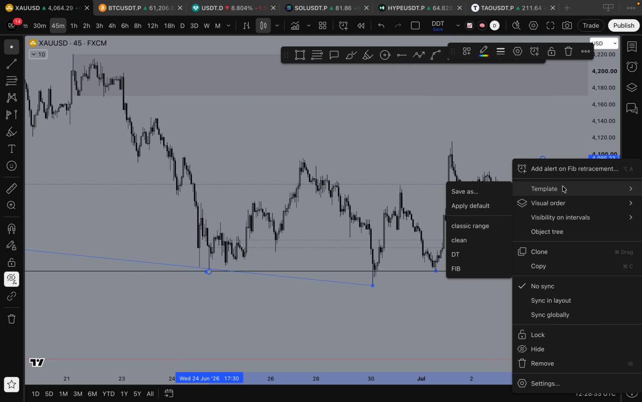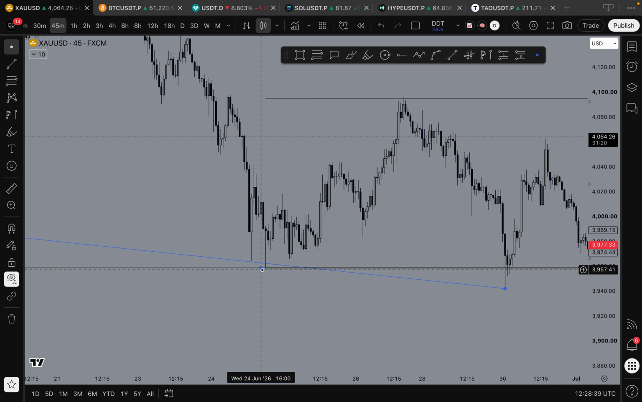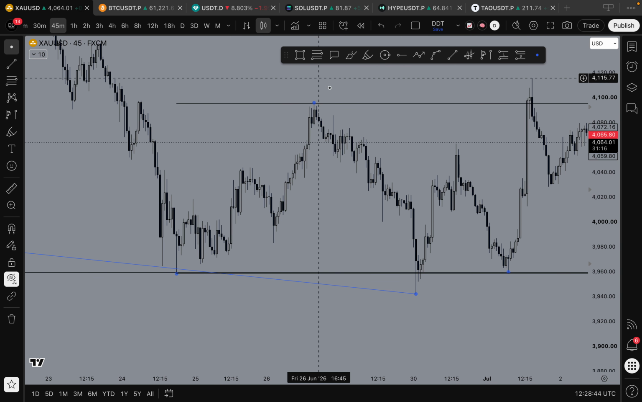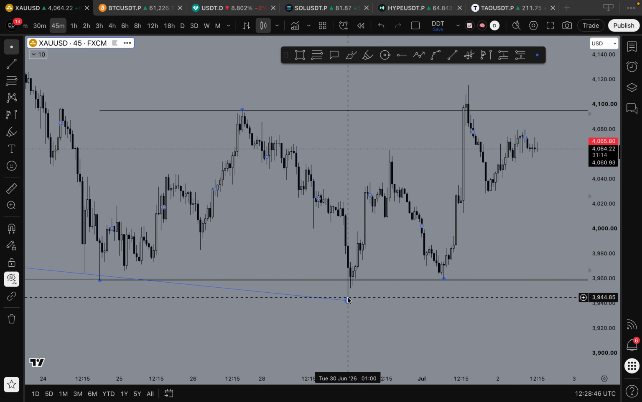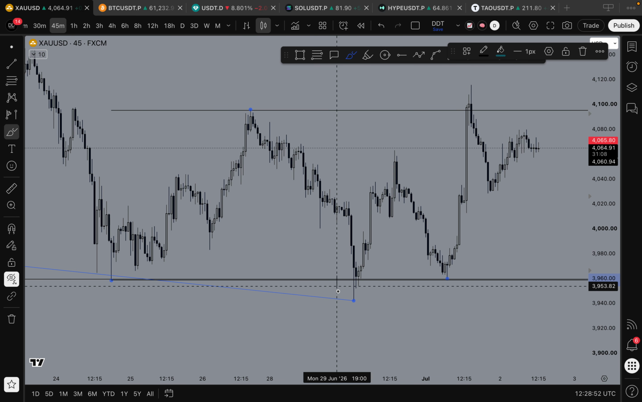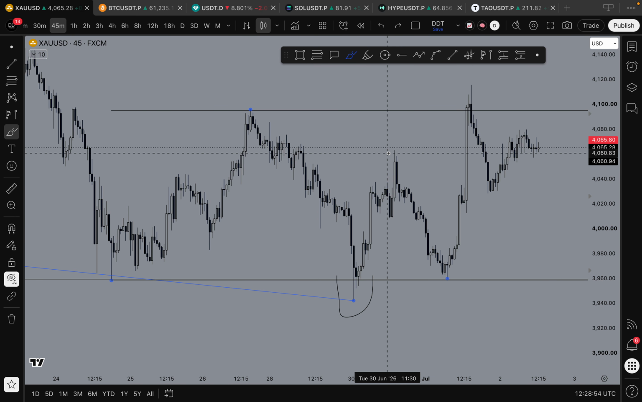Then we have a range low right here, range high right there. Price wicks the range low, but see buyers step in. That's exactly what you want to see from an accumulation perspective. Not a close below, but a solid wick moving back in the range.